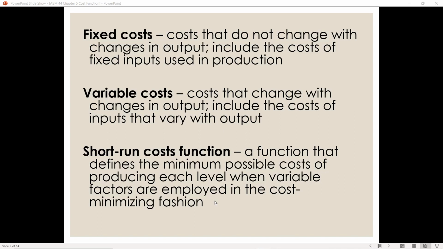But for the short run, again, it is the minimum possible cost of producing each level when variable factors are employed in a cost minimizing fashion. So if our variable inputs are, let's say, land and capital, you look for a way to make it cheaper, so that your cost is not too big compared to your profit, especially in the short run.